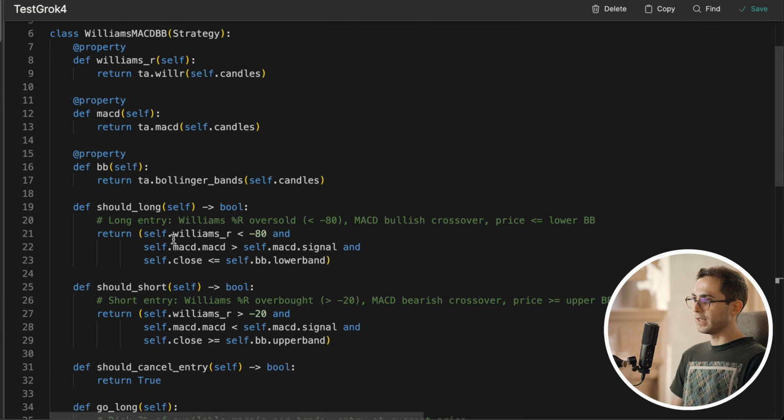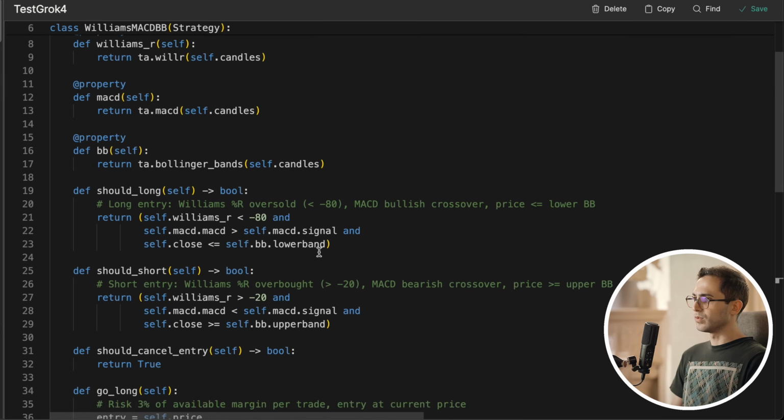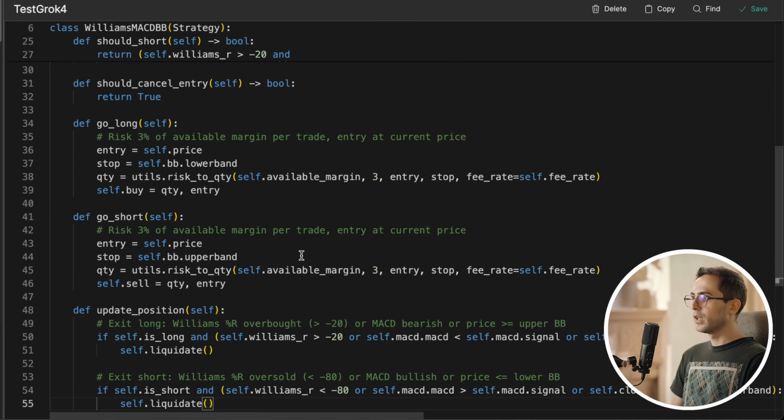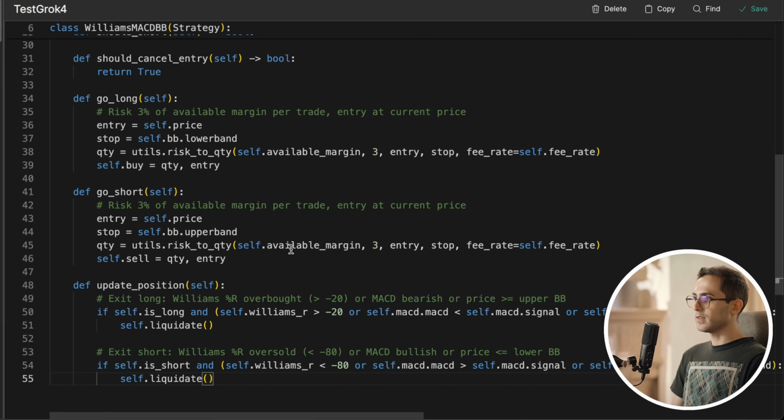For the entry, it's saying if the Williams R is below -80, which is correct, and the MACD is above its signal, and if the closing price is below the lower band. So this seems perfect to me. It's also risking only 3% of the available margin per each trade, which is good practice.